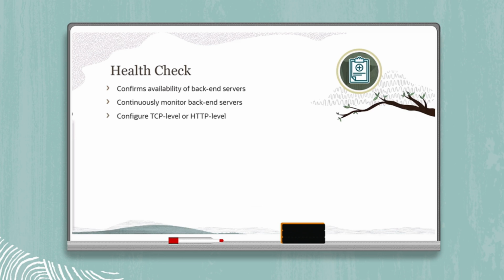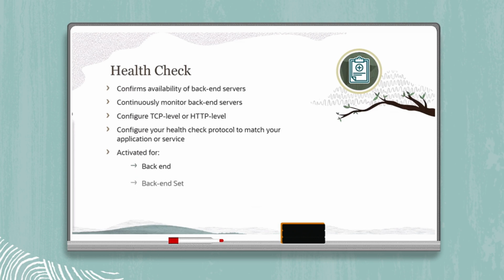And I mentioned that there are two ways in which you can do it. You can do it at a TCP level or HTTP level. So you have two choices. You can either go for request or you can go for connection attempt, and ensure that you are selecting the health check protocol so that it matches the service or the application. Now, when you create the health check, it is configured and activated for the backend set, and the overall load balancer.